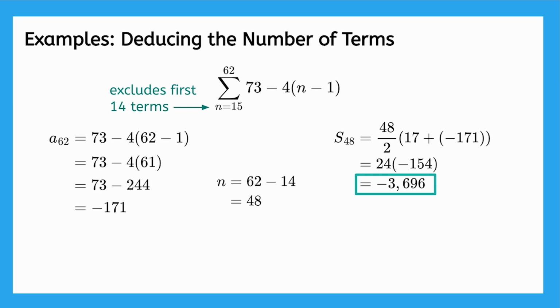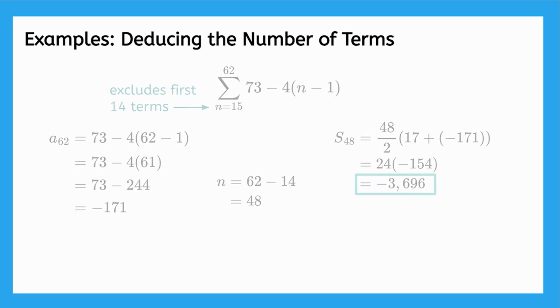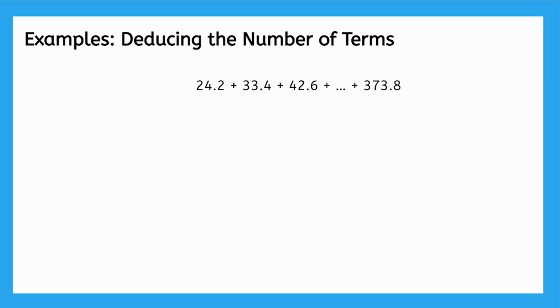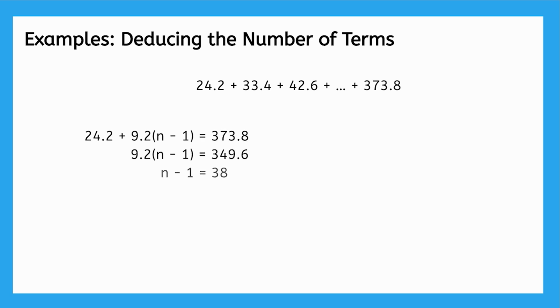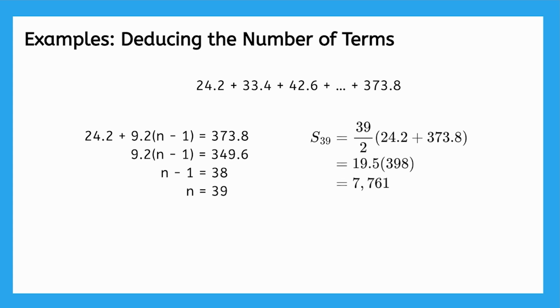The second series starts with 24.2 and ends with 373.8, but we don't know how many terms there are. We can find out by setting the sequence formula equal to that last term, then solving. In this sequence, 373.8 is the 39th term. Using the arithmetic series formula, we find that the final sum of this series is 7,761.